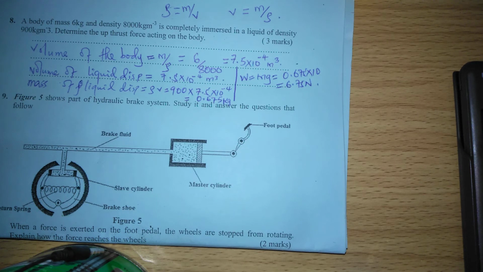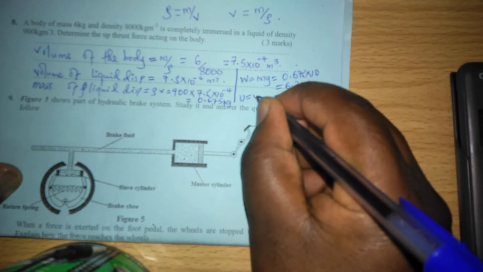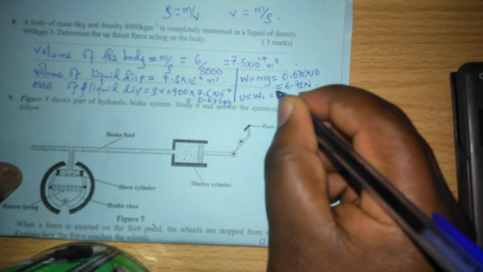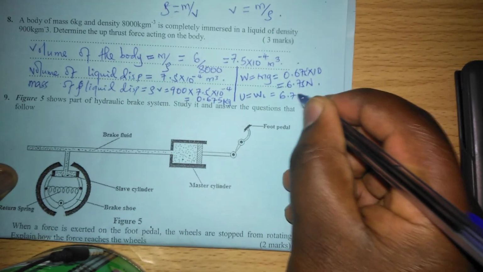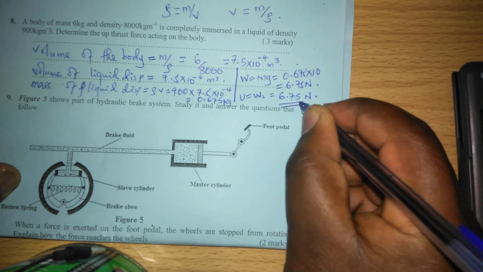We had just said that according to Archimedes' principle, this weight of the fluid displaced will be equal to the upthrust experienced by the body. Therefore, we say upthrust equals the weight of the liquid, and the upthrust will be 6.75 newtons. Therefore, that is how the question is calculated.